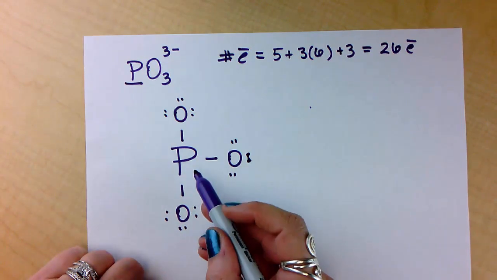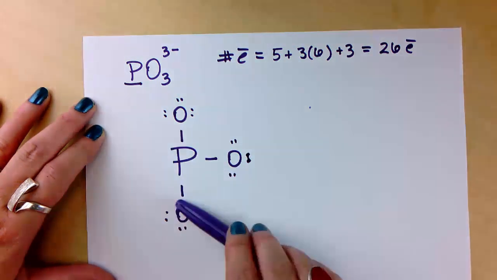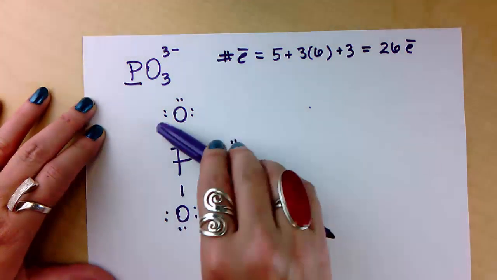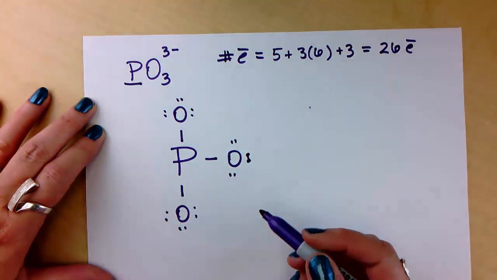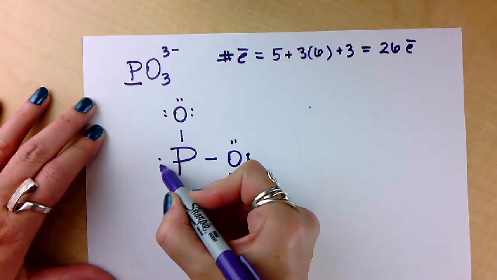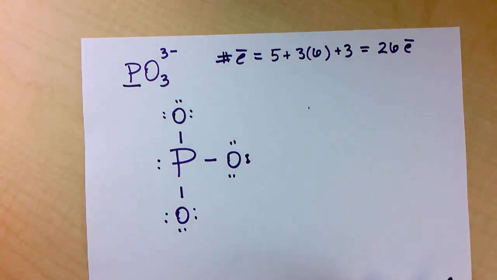Don't forget the center atom. What do we have around the center atom? Well, we have 3 single bonds, which is 2, 4, 6 electrons, so it only needs 2 more. 7, 8. Now everybody has 8.